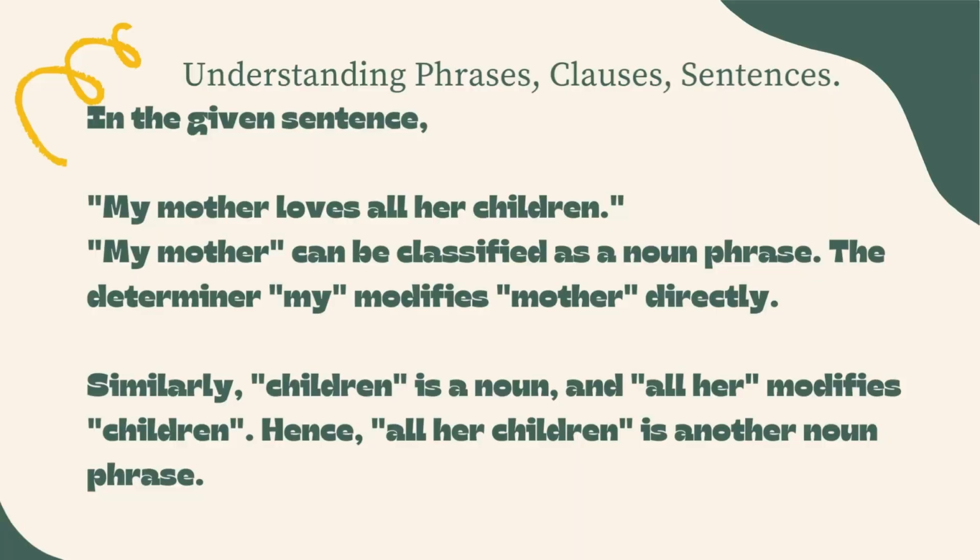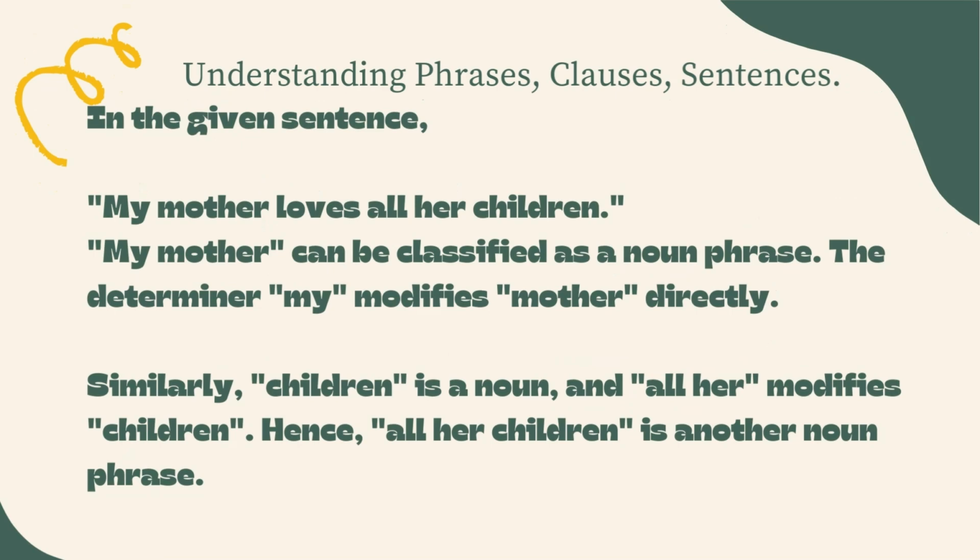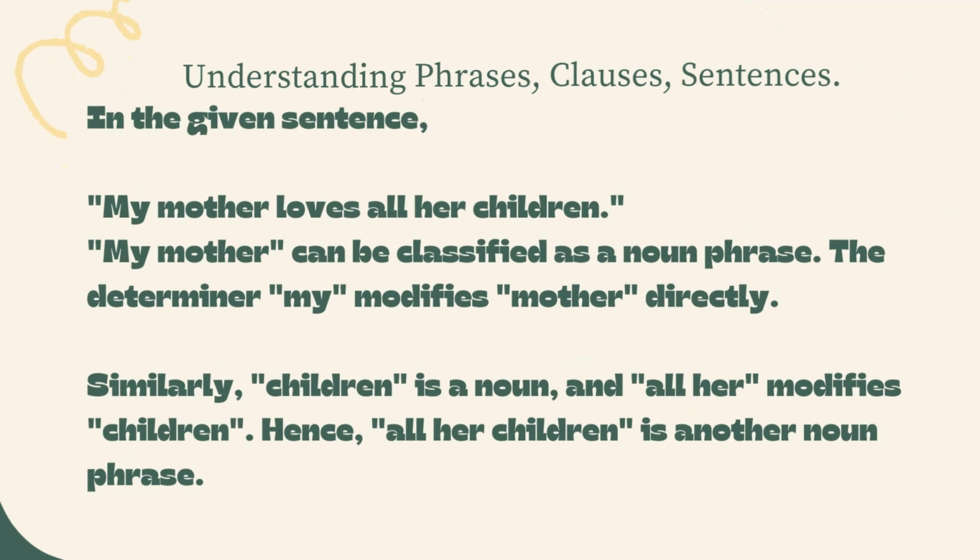Now moving on, let's take another example. My mother loves all her children. My mother can be classified as a noun phrase because mother is a noun. The determiner my, which is a possessive pronoun, modifies mother directly. Similarly, children is a noun and all her modifies children. So all her children is another noun phrase. So children is a noun, of course, that we know. And well, what modifies children? It's these two words, all, her. So all of them, all her children, are a part of a noun phrase.